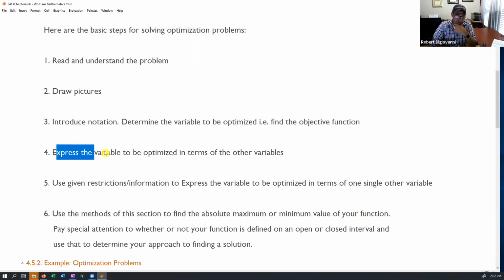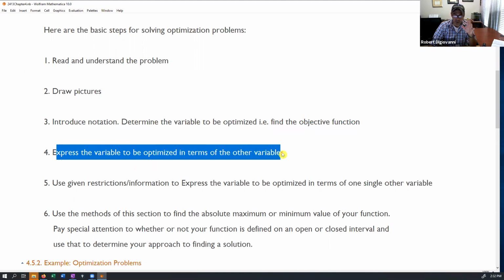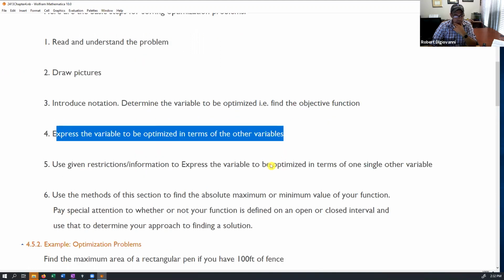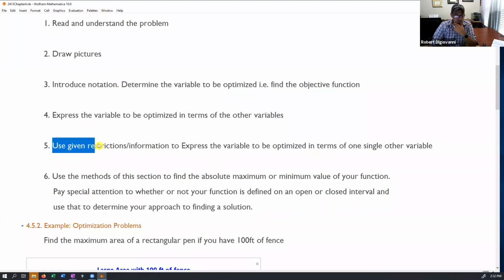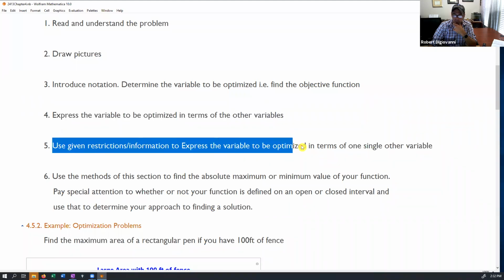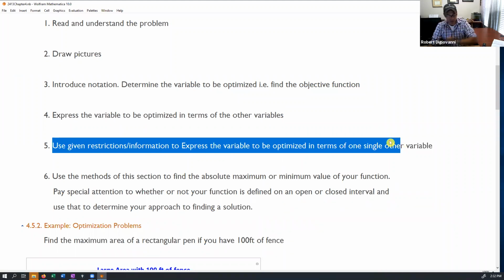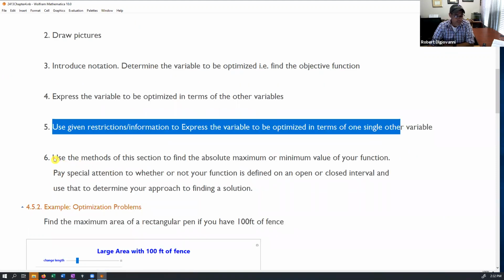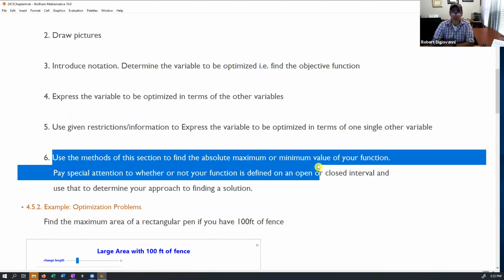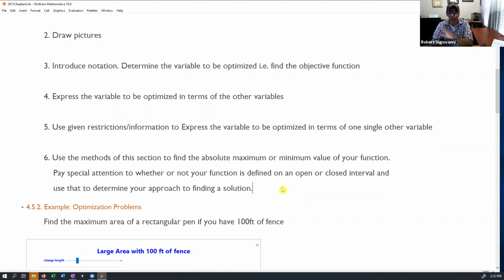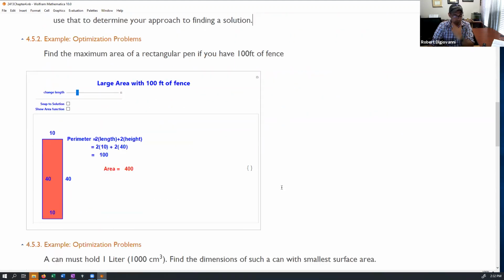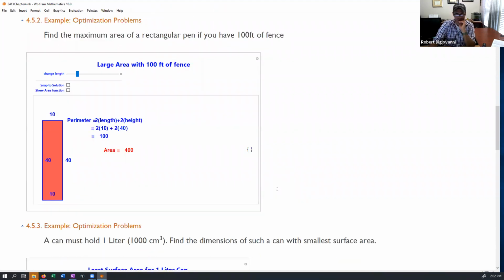Then we want to express the variable to be optimized in terms of other variables. I'll explain that when we get to an example. Use the given restrictions in the problem to express the variable to be optimized in terms of a single variable. Again, once we get to a problem, I'll explain this. Last step, use the methods of this section to find the absolute max or absolute min, or to determine local maxes and local mins.